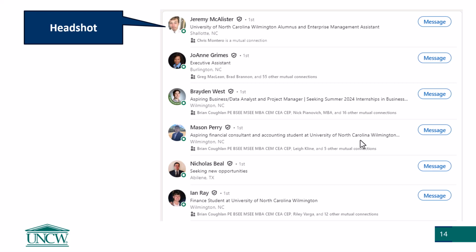And you can see Jeremy is a little bit off center, which is okay, but we prefer something like what Joanne or Braden has, or Mason, as good examples. But again, Braden's is fine. He doesn't have a suit on, but it is a nice photo of him there.